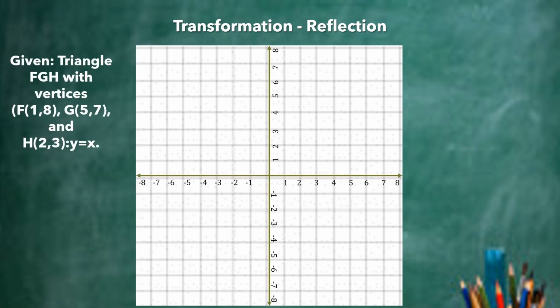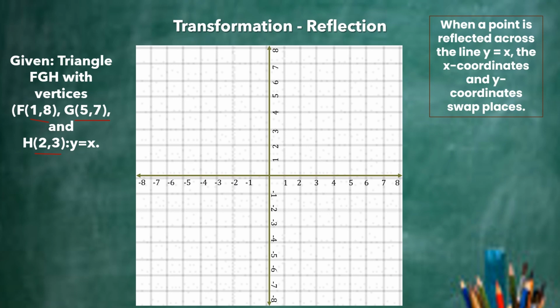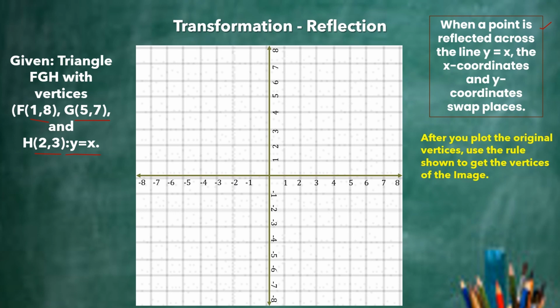Here we have a triangle FGH with vertices (1, 8), (5, 7), and (2, 3). So those coordinates will form our triangle. It is reflected across y equals x. Here's the rule. When a point is reflected across y equals x, the x coordinates and y coordinates swap places. You just flip them around.